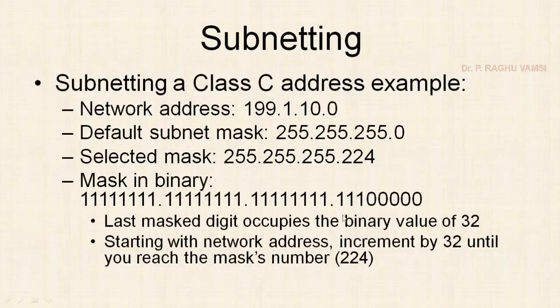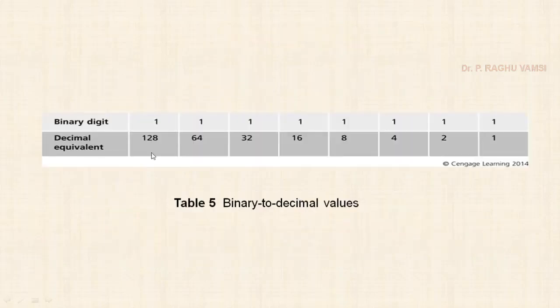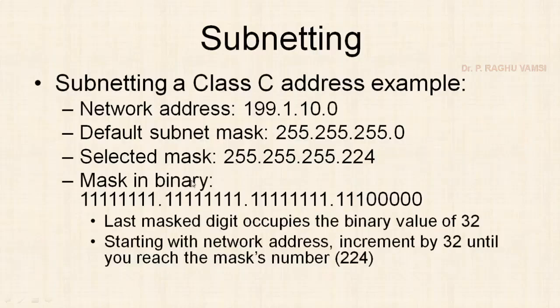Okay, so if it is 2 ones, it means 128 plus 64. So 128 plus 64 is 192. Now the selected subnet mask will become 255.255.255.192. Okay. So whenever 192 is there, how can you say how many IP addresses you can allocate?